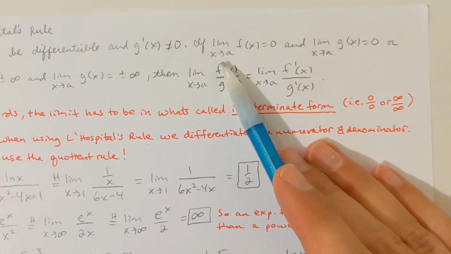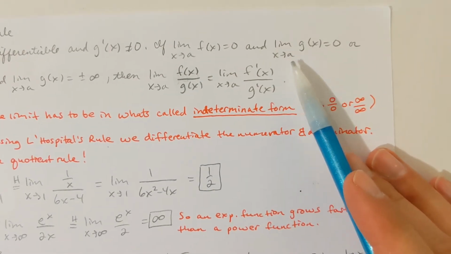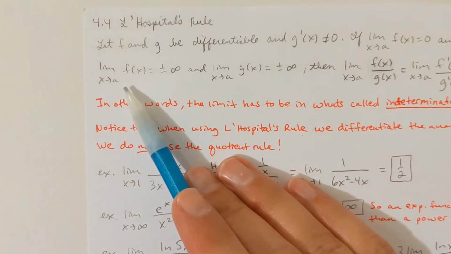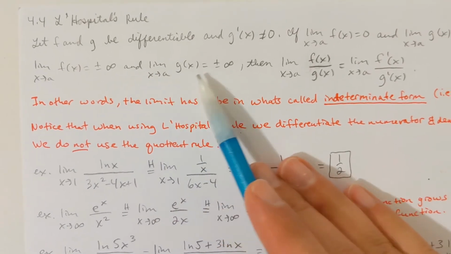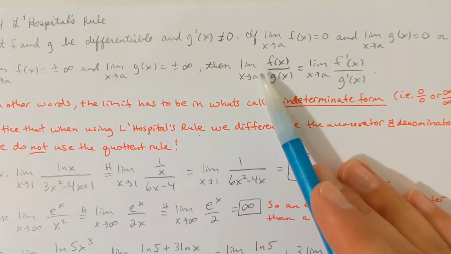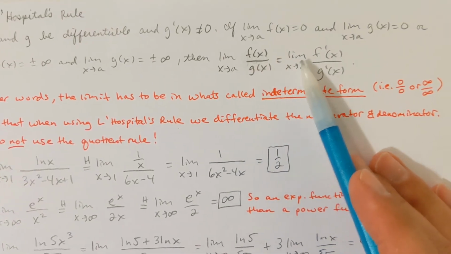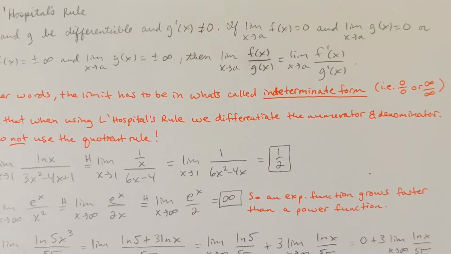Okay, if the limit as x approaches a of f of x is 0, and the limit as x approaches a of g of x is 0, or the limit as x approaches a of f of x equals plus or minus infinity, and the limit as x approaches a of g of x is plus or minus infinity, then the limit as x approaches a of f of x over g of x would be equal to the limit as x approaches a of f prime of x over g prime of x.